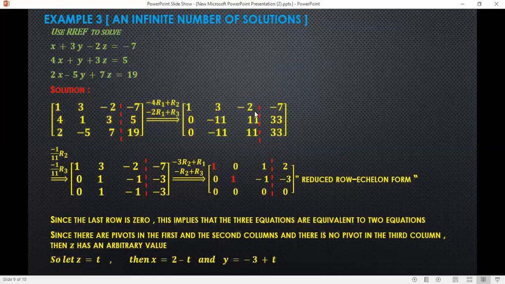And this arises when one of the equations is a combination of the other 2 equations. You can get it easily, okay? Then this is the case where there is an infinite number of solutions, okay?